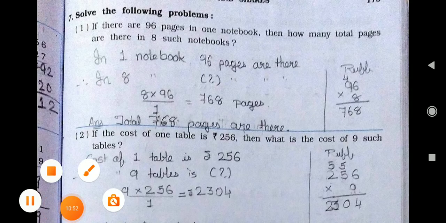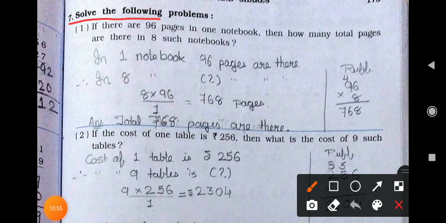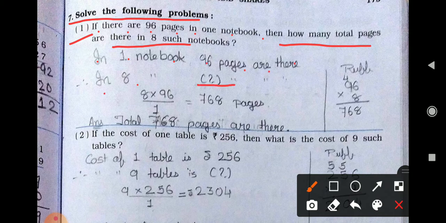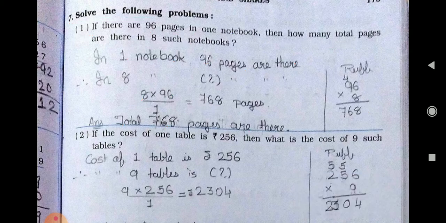On the next page, solve the following problems. Question number 7.1. If there are 96 pages in one notebook, how many total pages are there in 8 such notebooks? In one notebook 96 pages are there. In 8 such notebooks, how many pages? So 8 multiply with 96. You can do the multiply like this in rough, and then you will get 768 pages. So total 768 pages are there in 8 books.